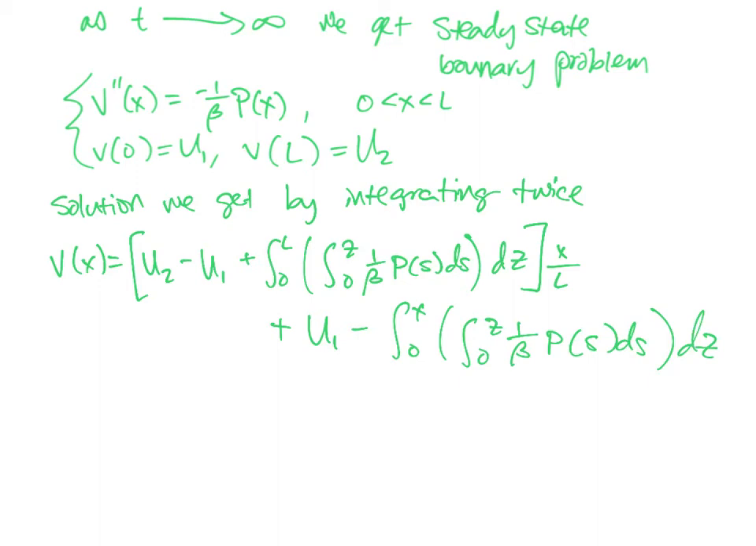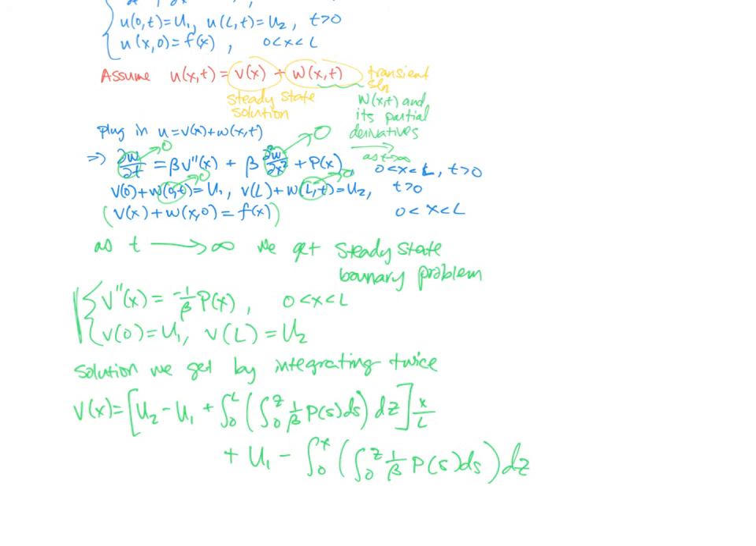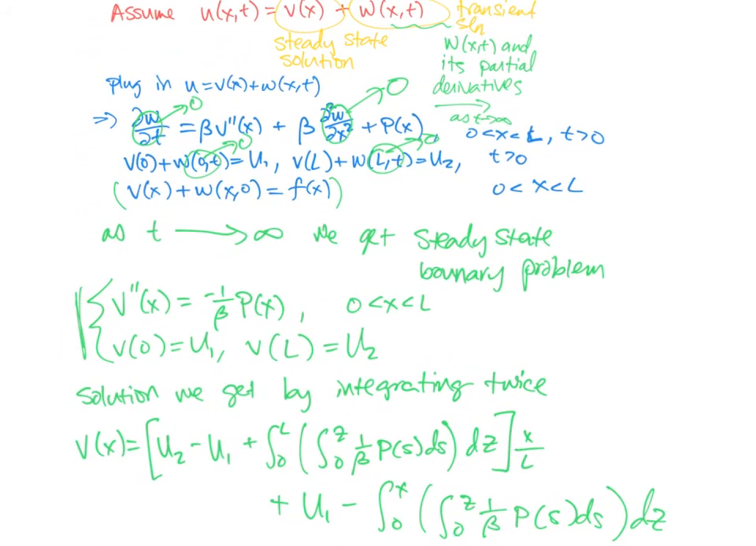We can get it. This is stuff that we can do because we know what p is, and we know what u1 and u2 are, and everything else is just integrating variables. So now we have a v that satisfies this steady state problem. And if we go back to our blue problem up here, we know that v double prime equals negative 1 over beta times p. So if we plug that in here and here, those two terms will cancel.